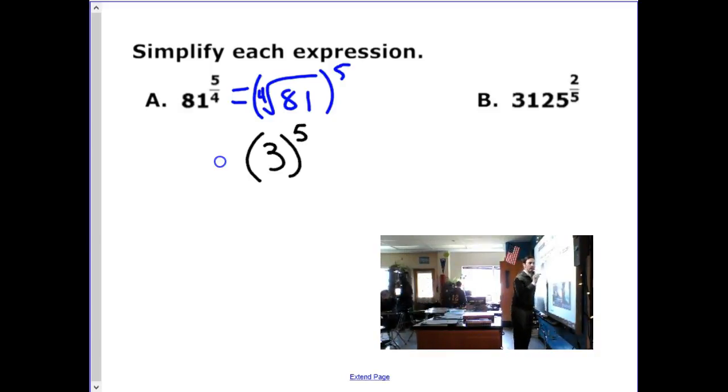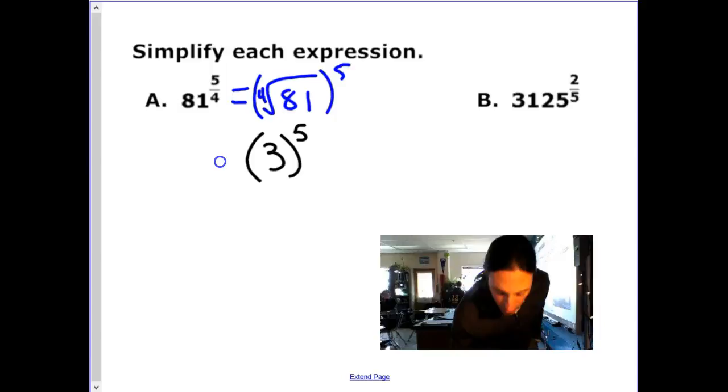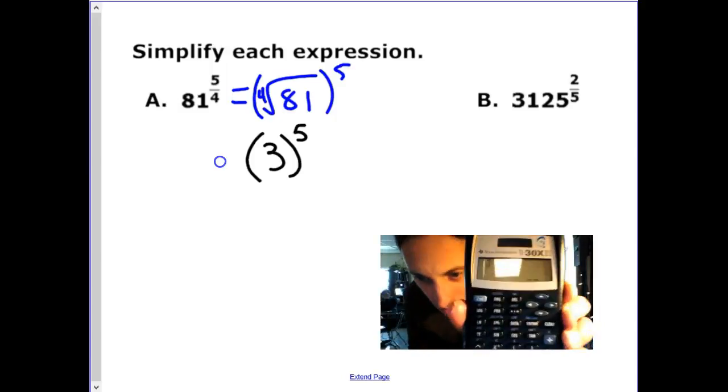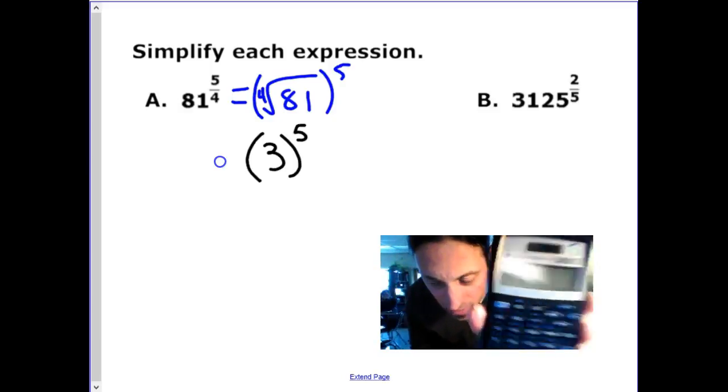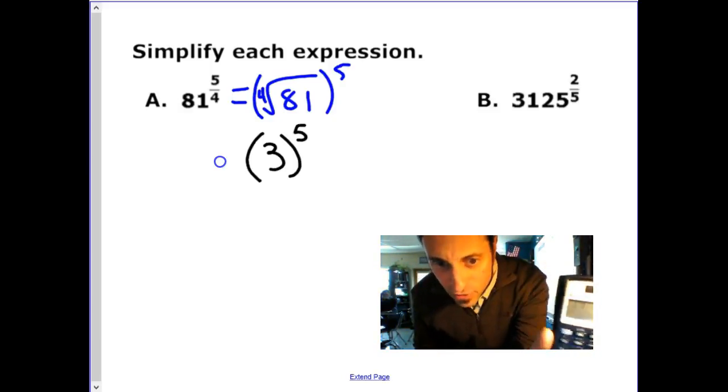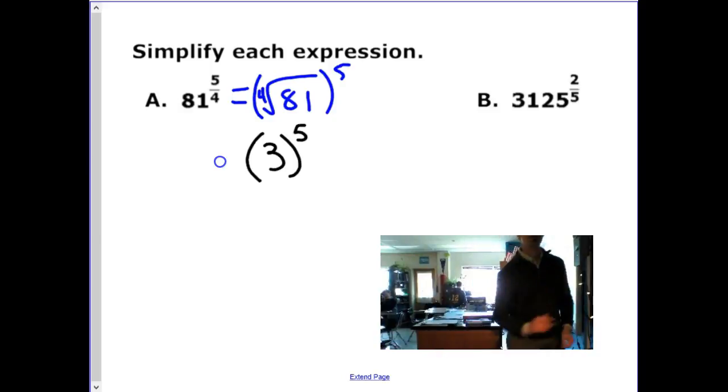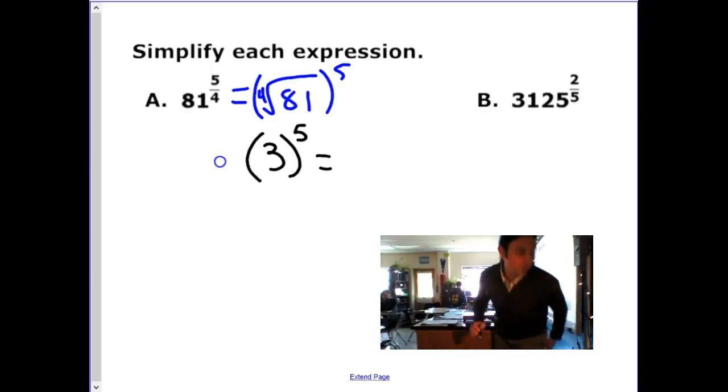Now I'm going to take 3 and raise it to the 5th power. So 3 to the 5th power. And again, I'm using the caret key. You see that? The caret key on my calculator, 3 to the 5th. And of course, that's also 81 times 3. So that's 243.